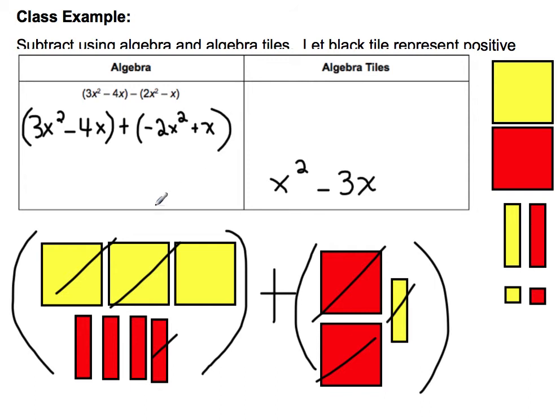And now we collect like terms. 3x squared and negative 2x squared is x squared. And my x's are like. I have negative 4 here and I have positive 1 here. So when I zero out, I get negative 3x squared, or sorry, negative 3x. And I have the exact same answer.